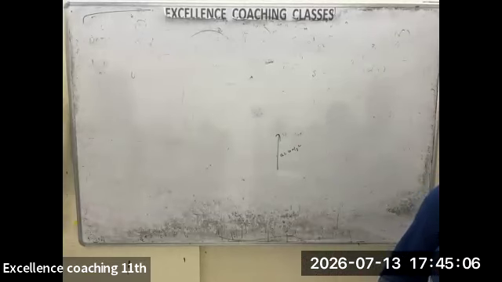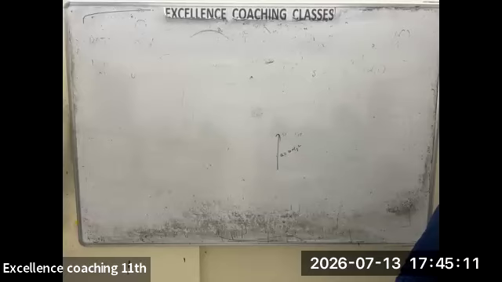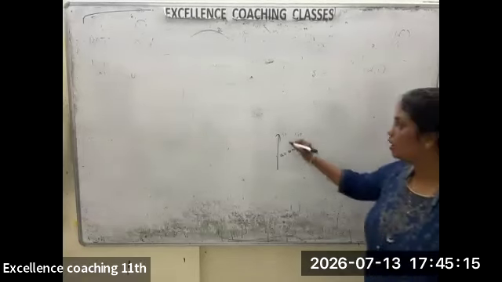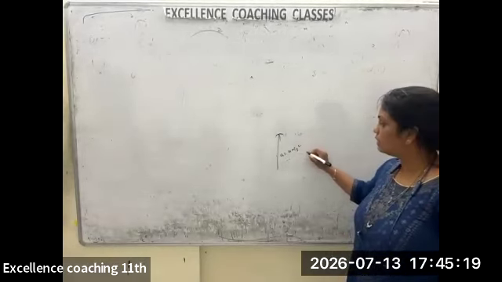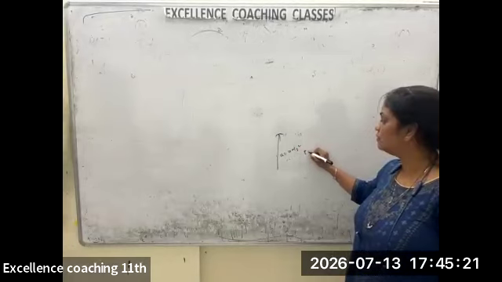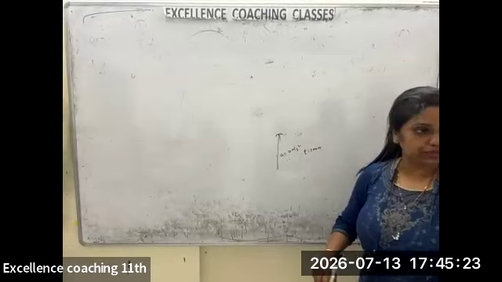Next further. The rocket is fired vertically from the ground with a resultant vertical acceleration of 10 meter per second square. The fuel is finished in 1 minute. So at this point, the fuel is finished. In how much time? In 1 minute the fuel is finished.